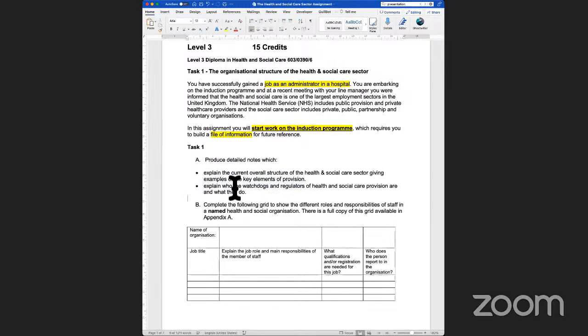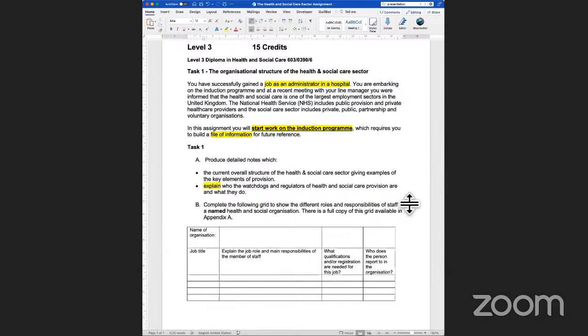Now, the reason I say that we need to read the task carefully is that the first words of the task actually define what the task is asking you to do. Now, when I say command verbs, these are words which are going to tell you exactly what is required to be done in the task. If I delete this word for a minute and then read the task now, it says the current overall structure of health and social care sector, giving examples of key provision, of key elements of provision.